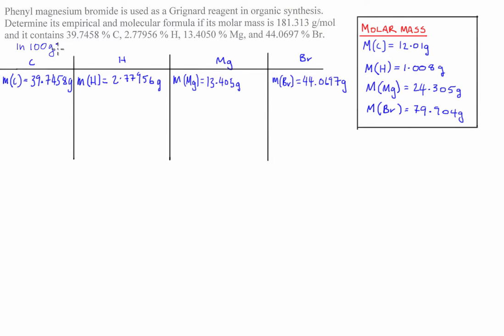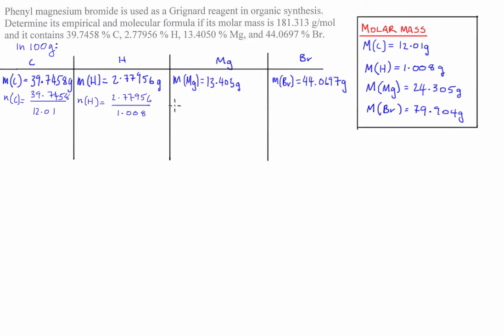Great, so we can see in 100 grams, these are the masses of each of the constituent atoms within this molecule. So what we're going to do next is work out the number of moles of each of them. And I've just put down a molar mass table for us to reference while we do the molar calculations. So let's start. The number of moles of carbon is going to be equal to the mass over the molar mass, so 39.7458 over the molar mass, which is 12.01. The number of moles of hydrogen is equal to the mass, 2.77956, over its molar mass, 1.008.